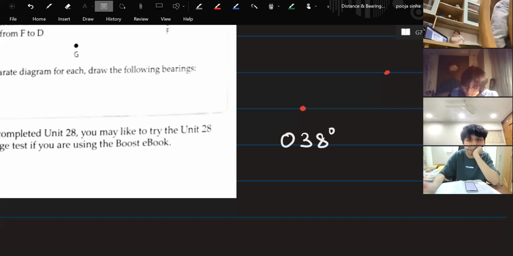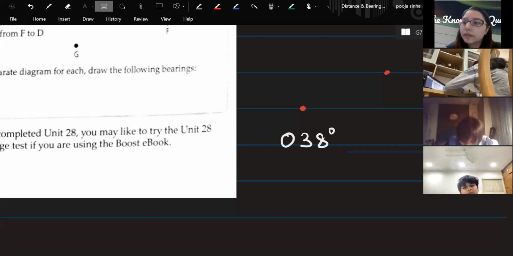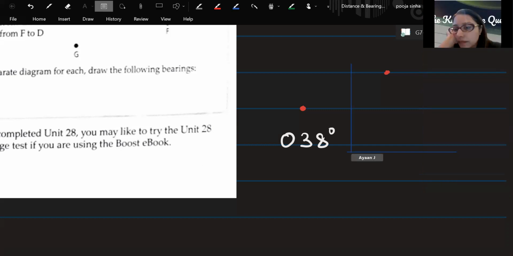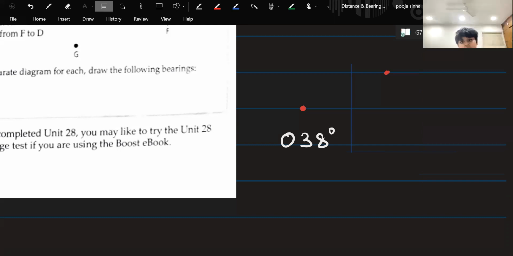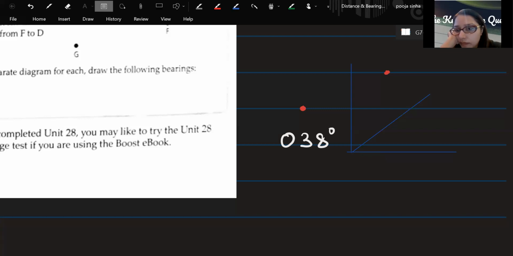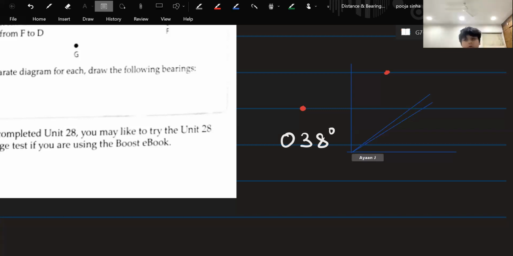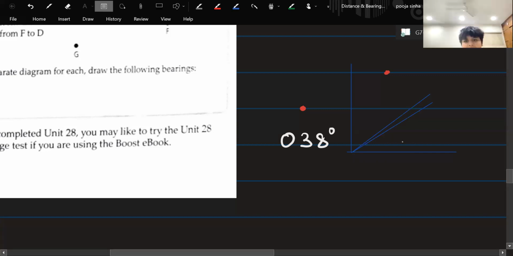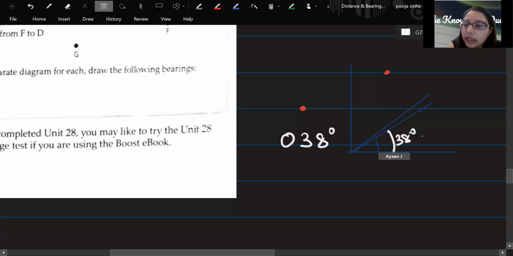Yes, so for example, it's like that. This is the starting line. So since I feel this is like 180 degrees, right? This is like 90 degrees over here, like that. So around this point will be 45. So around here will be 38. But I want a bearing of 038 degrees. This is 38. But is that 38 degrees? This is 38, correct.